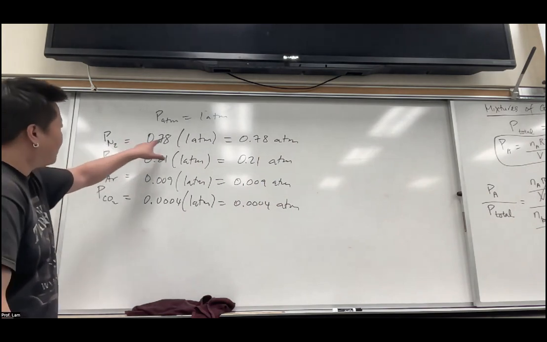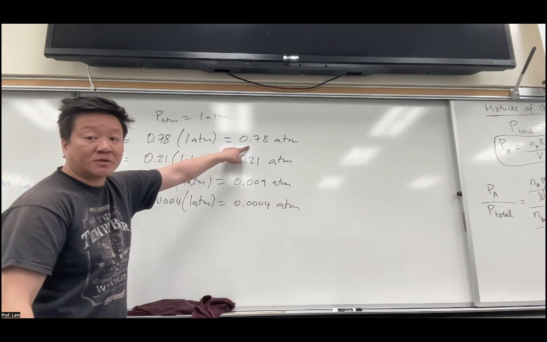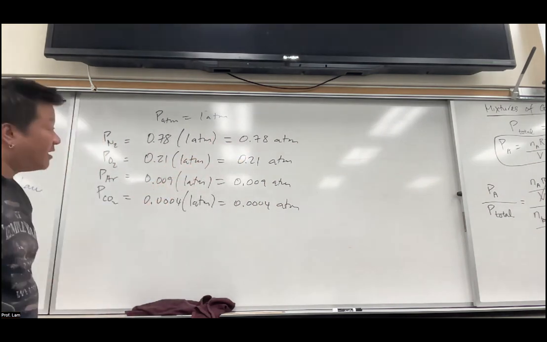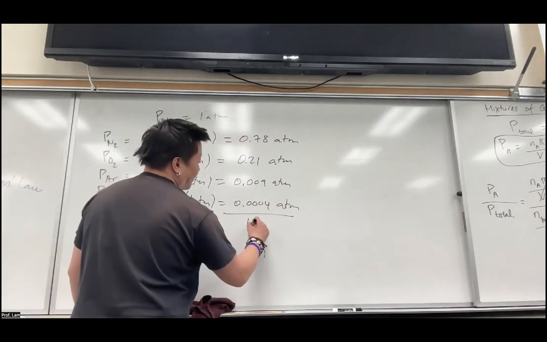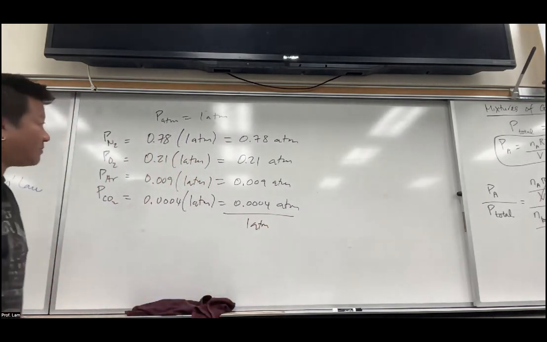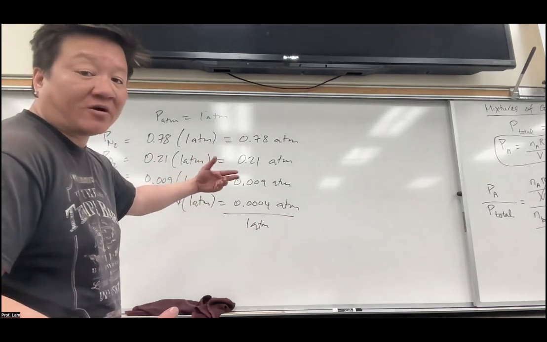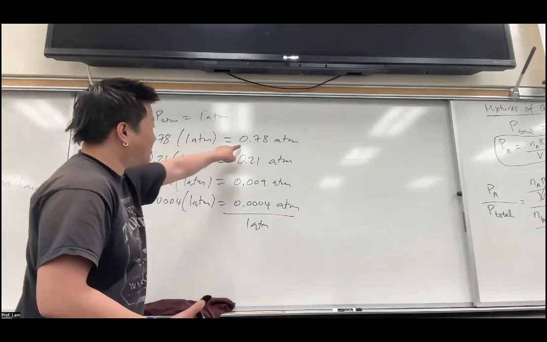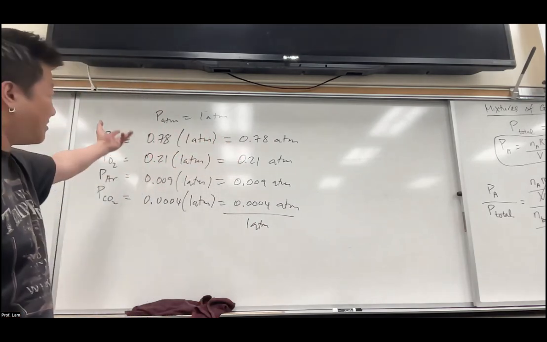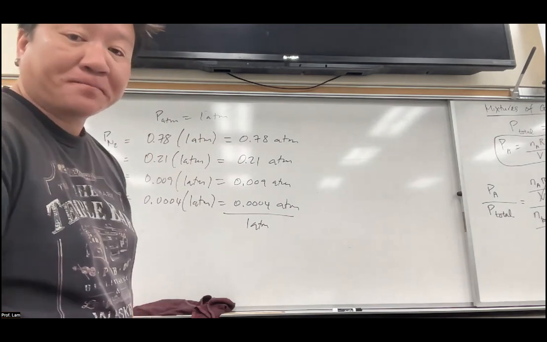You see that the one that's present the most contributes more to the total pressure, right? It makes sense. So if you add these all up, that's 1 atm, right? So that's how mixtures of gases work. They act independently of all the other gases. They still contribute the same amount of pressure as however many particles are present, okay?